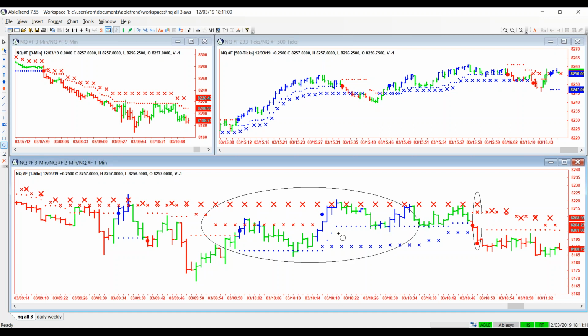Because when you have red and blue, and I'm talking dots and X's, at the same time, no trade zone. We very simply never buy, even though that's a buy signal on the 1 minute chart, when there's red X's above. The same way we never go short if there's blue X's below. That's all it is. Keep it simple.